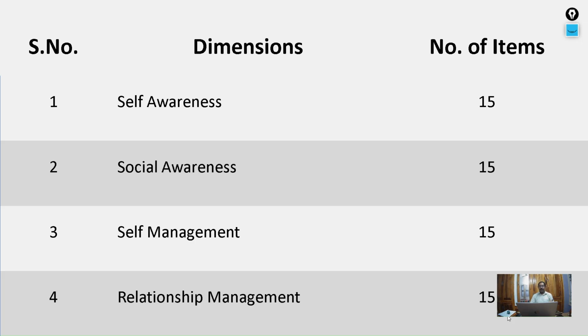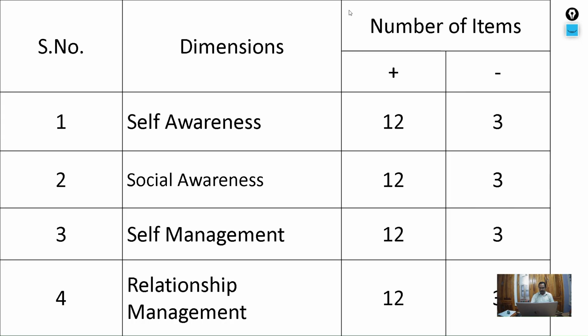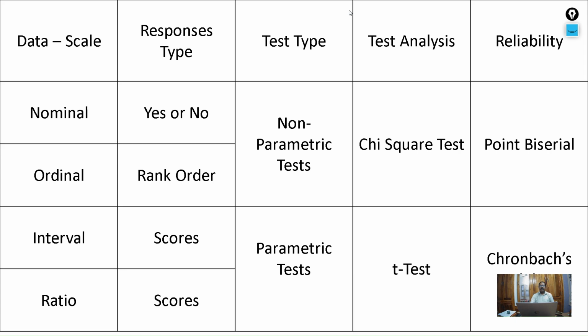So here we constructed the emotional intelligence scale. In this scale, we followed Daniel Goleman's dimensions. The same dimensions were followed. The number of items was fixed. We even fixed how many positive and how many negative items, also with examples. Then we went on to item analysis. If the data is nominal or ordinal, we went for the chi-square test, and if the data is interval or ratio, we went for the t-test. So up to this, we have seen in the last video.